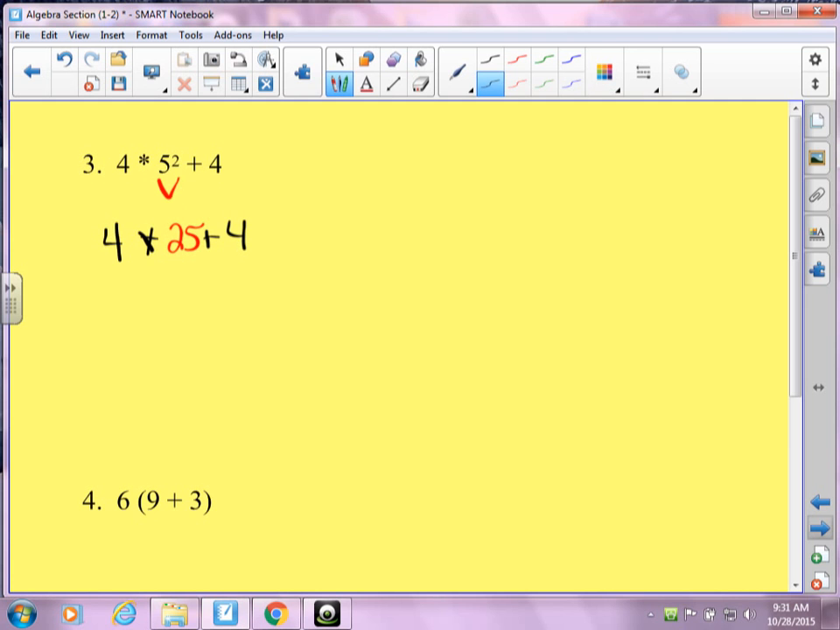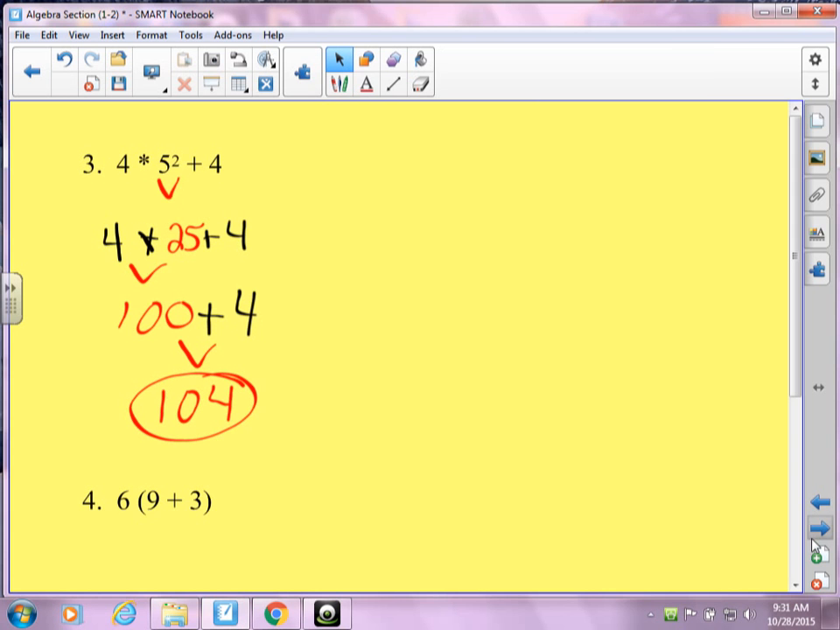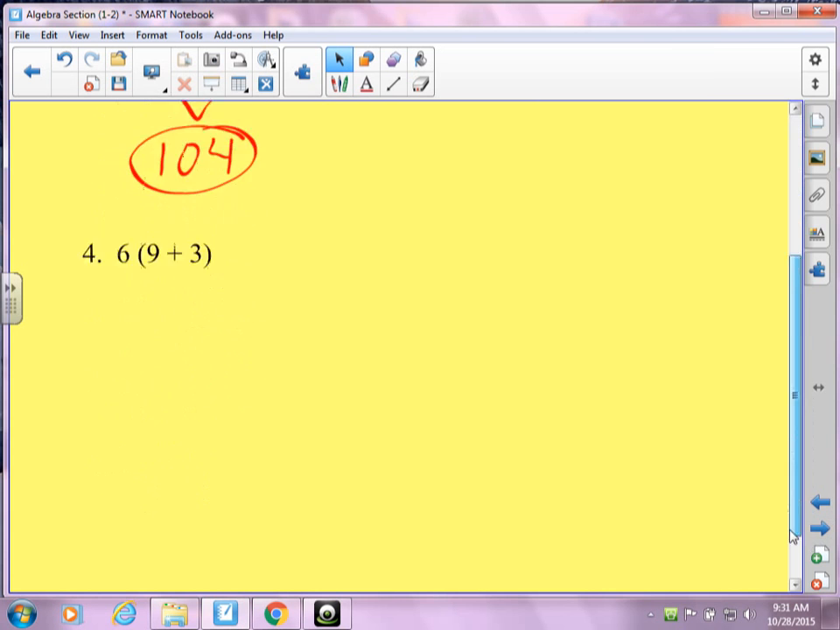Okay, so that star just means multiplication with order of operations. All right, do I have parentheses? No. Do I have an exponent? No. Do I have multiplication, division? Yes. What do I have? 4 times 25, which is 100. Yep. Plus 4. This equals 104. Okay, good. Let's go on to number 4.